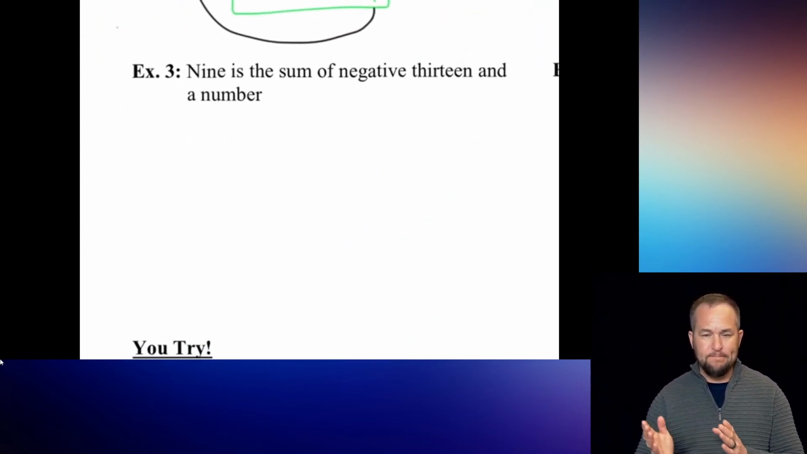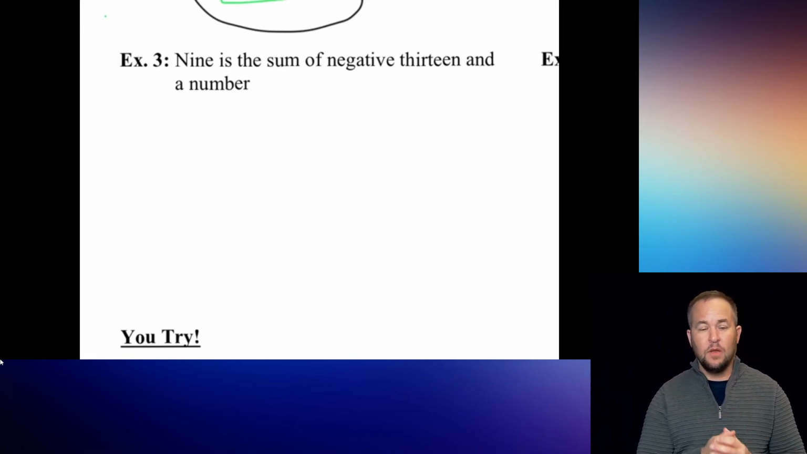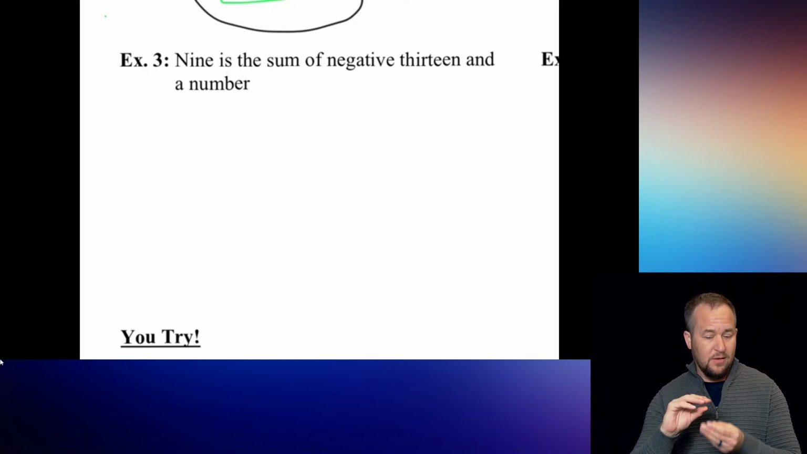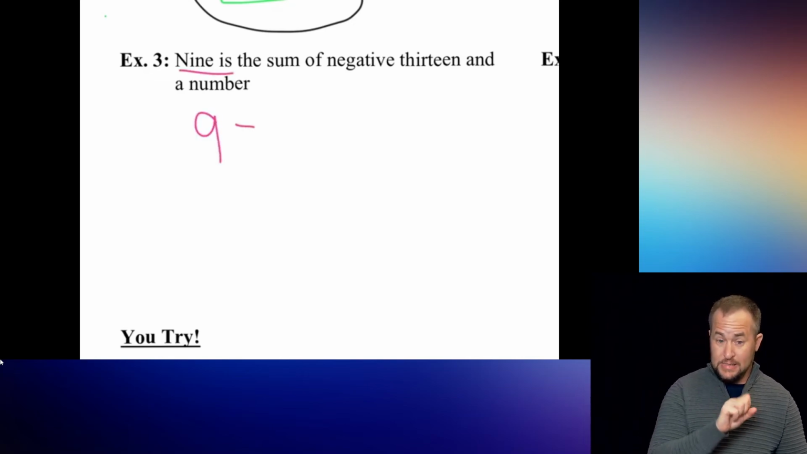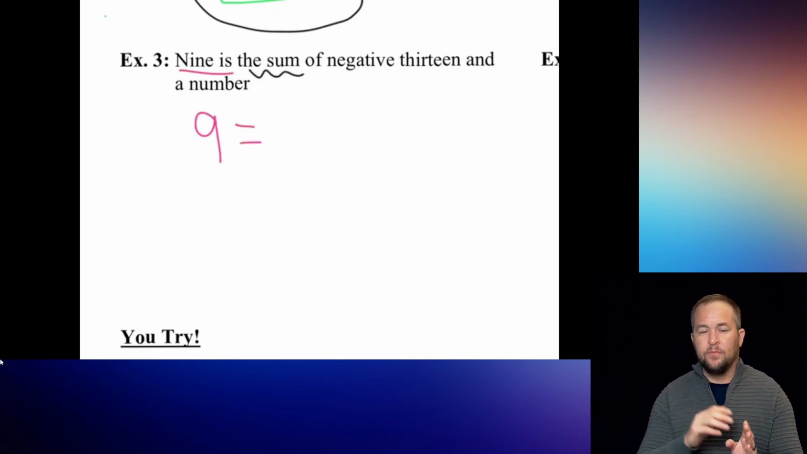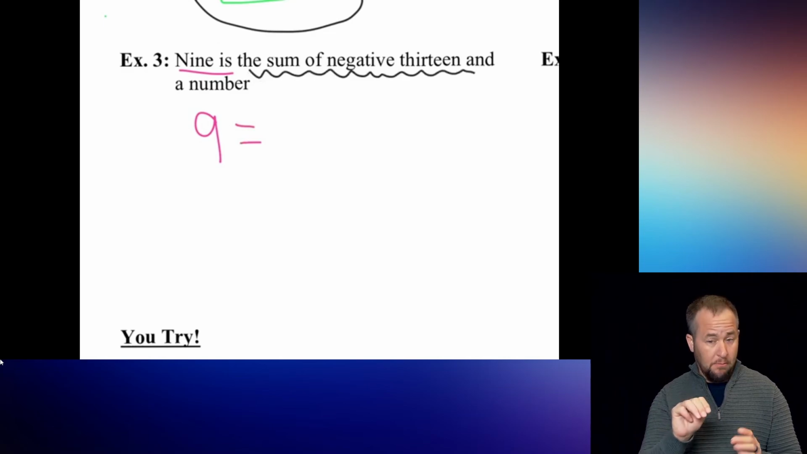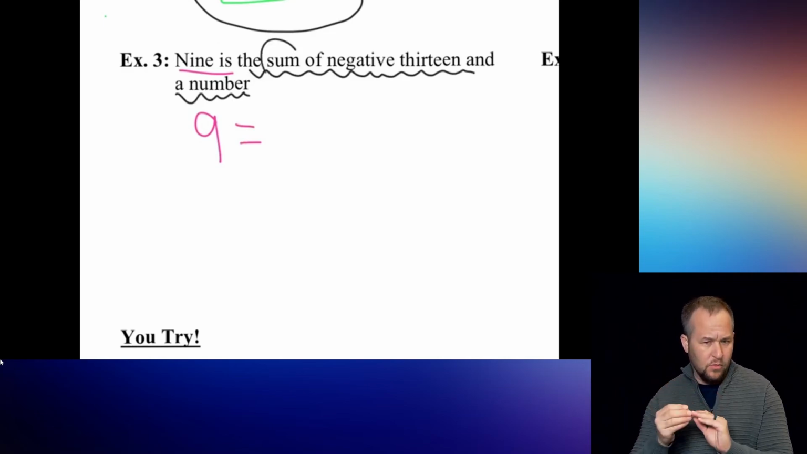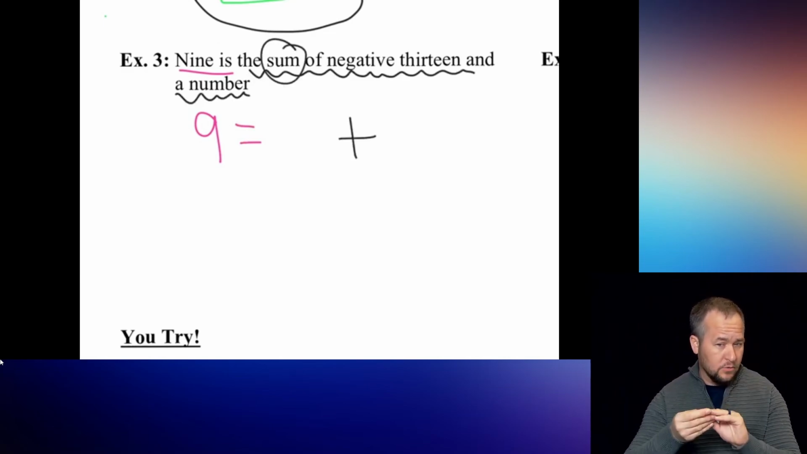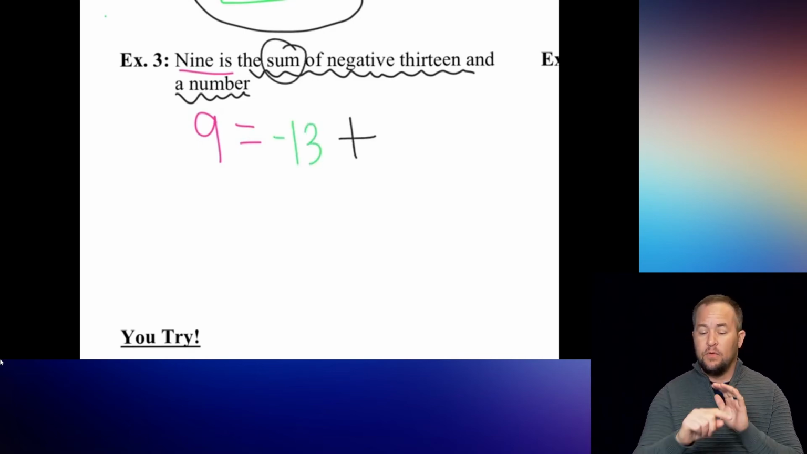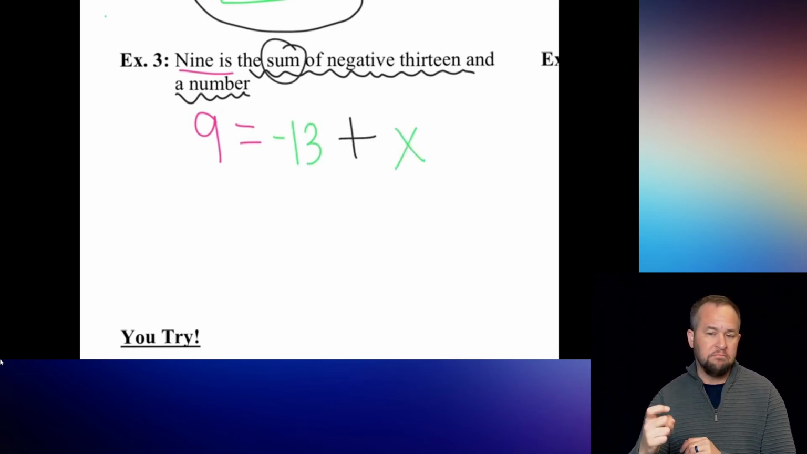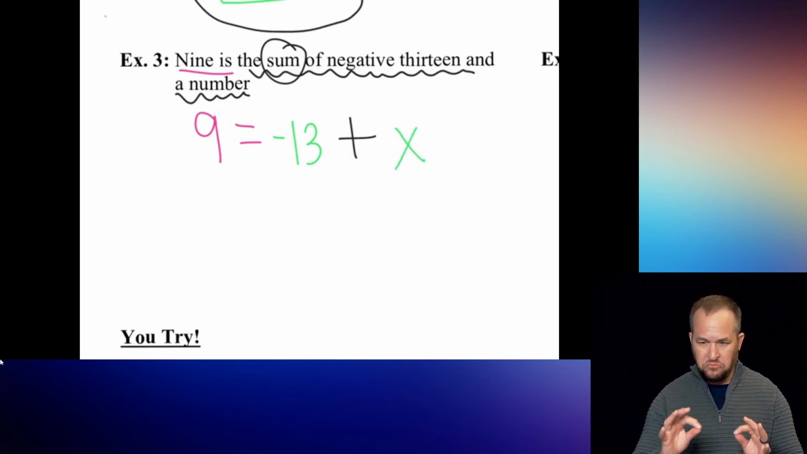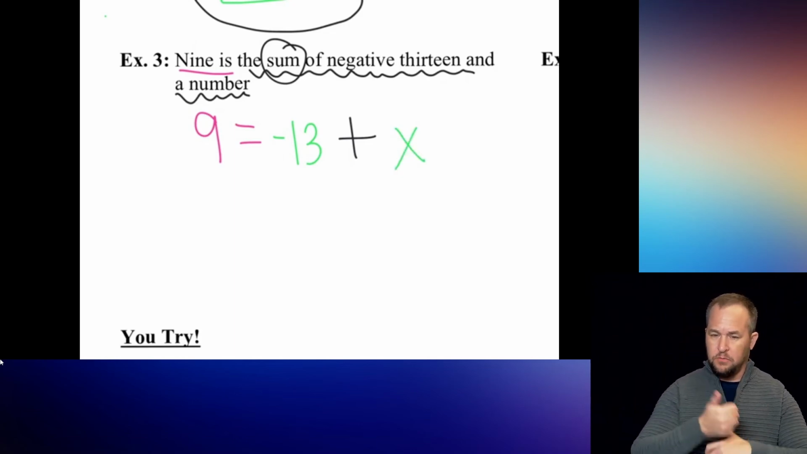Here's our next example. 9 is the sum of negative 13 and a number. To set us up, 9 is, so 9 equals, and then it says the sum of negative 13 and a number. So sum, I know, is addition. And so then I have negative 13 and just some number. Okay, still feeling good. So 9 equals negative 13 plus x.